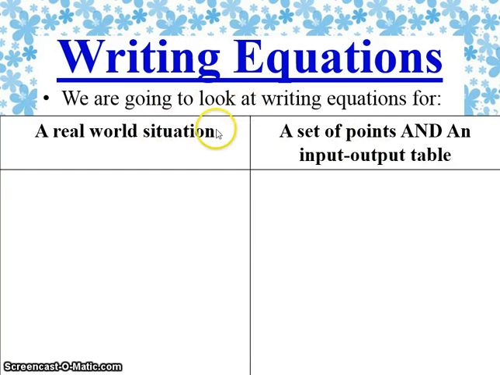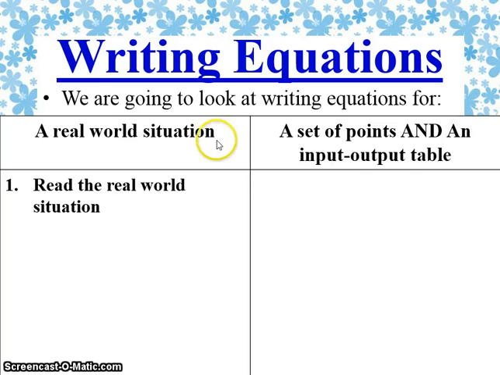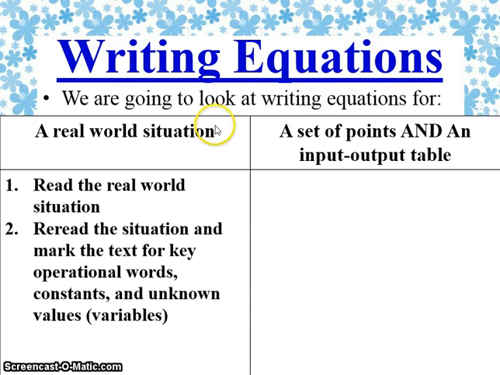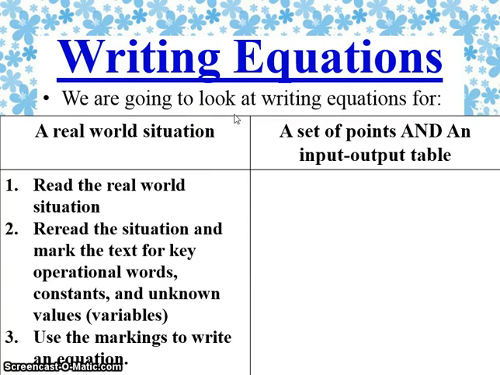Now, if we have a real-world situation, this is what we're going to do. We will read the real-world situation the whole way through. Then we will reread the situation and mark the text for key operational words, constants, and unknown values, which we know are called variables. We will third use our markings to write an equation because that's going to let us look only at the key phrases.